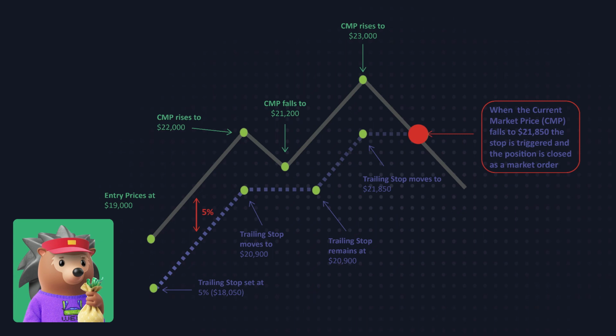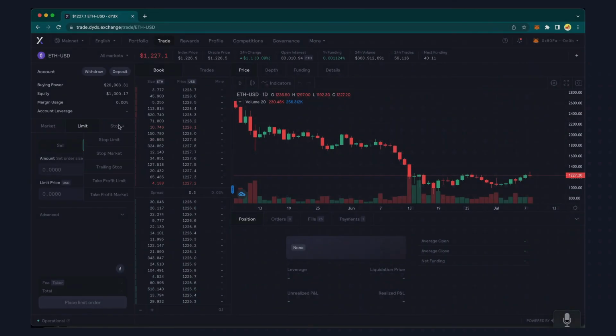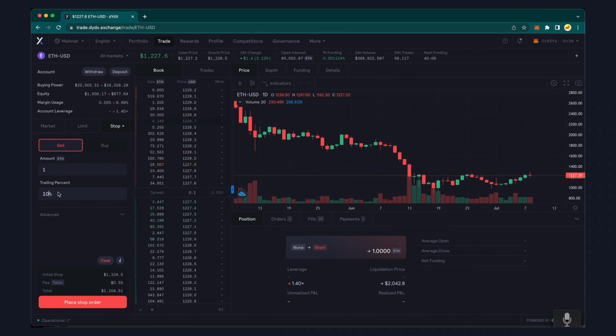In such a scenario, your order will trigger and will be immediately placed as a market order to the order book. Trailing stop orders execute as market orders when they're triggered, and so can execute at any price, even a worse price than what they're triggered at. If there's not enough liquidity to fill your order, it'll be canceled. To place a trailing stop order, select Trailing Stop under the Stop drop-down menu. Select Buy or Sell, enter the total trade size amount, and finally, enter the desired stop trailing percentage.